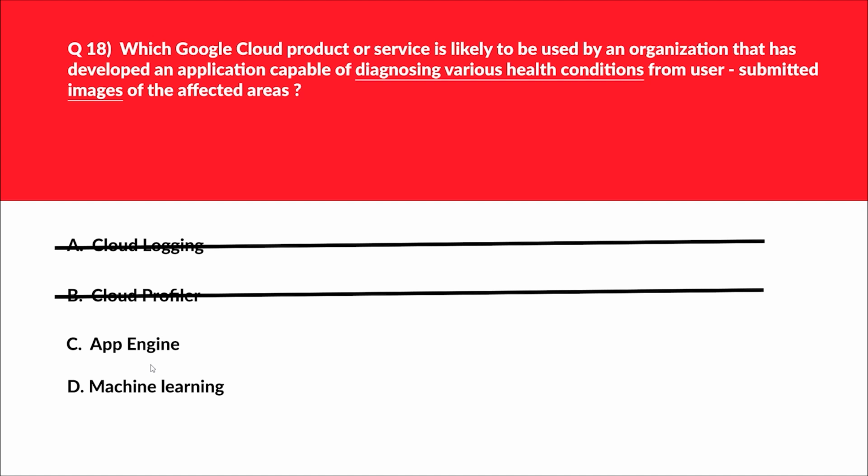We'll move to option C. C says app engine. App engine doesn't provide the image analysis capabilities needed for diagnosing health conditions. We'll discard this again. We are left with option D, that is machine learning. Machine learning is designed to analyze and interpret complex data such as images, which is necessary for diagnosing health conditions. This looks good. We'll log this.